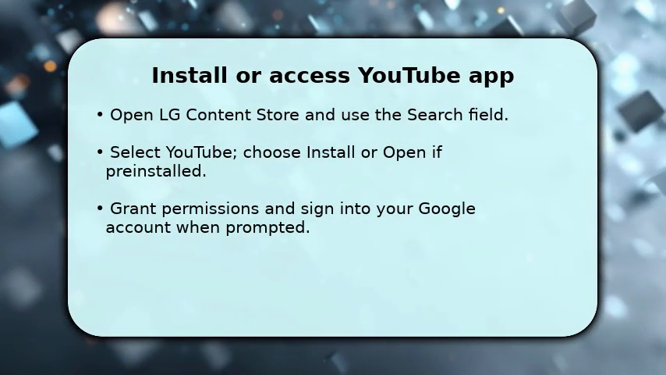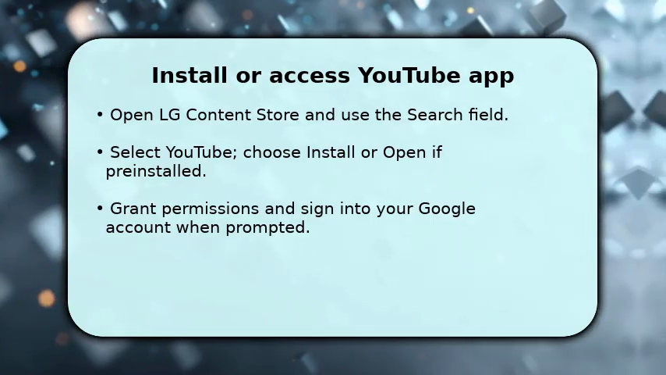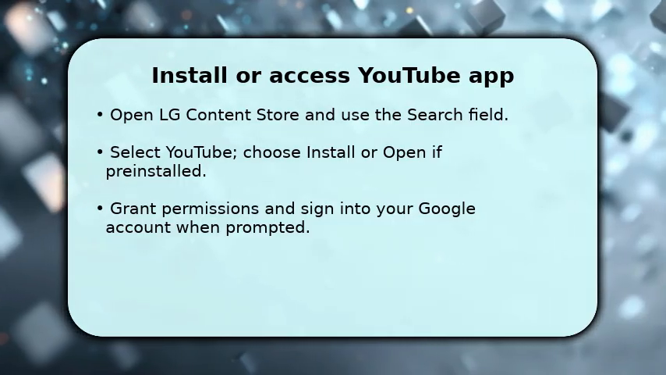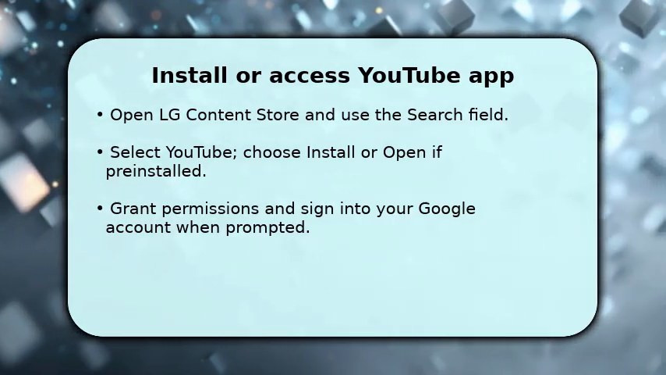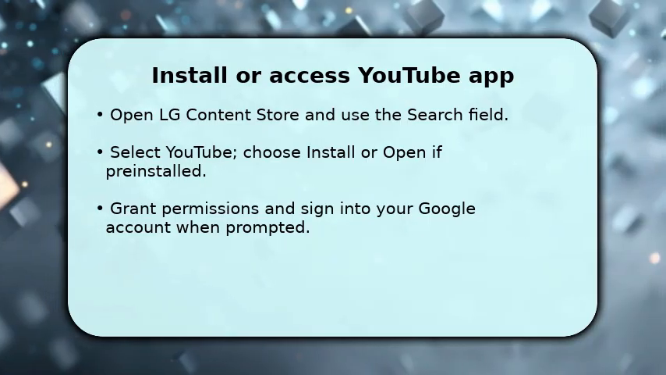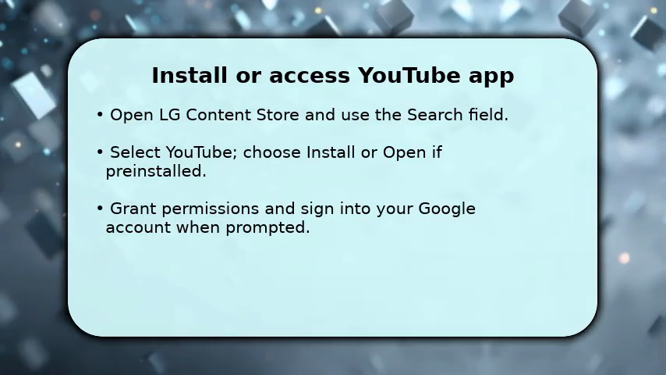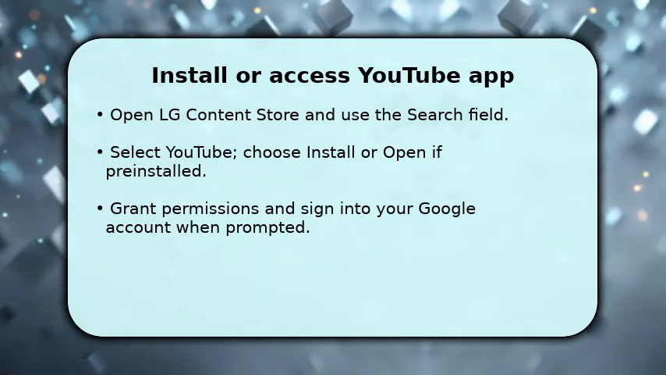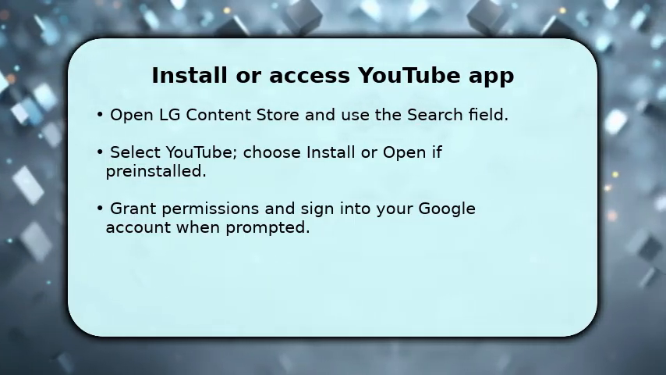Select YouTube from results. If it shows Install, download it. If it shows Open, the app is already present. Make sure to accept any permission prompts so playback and casting work correctly. Then sign into your Google account to access subscriptions and personalized recommendations. This syncs history and playlists across devices.